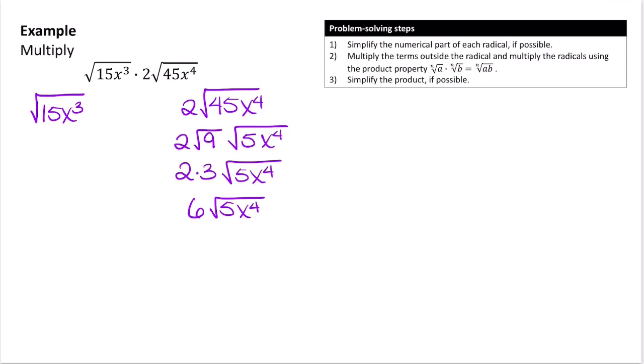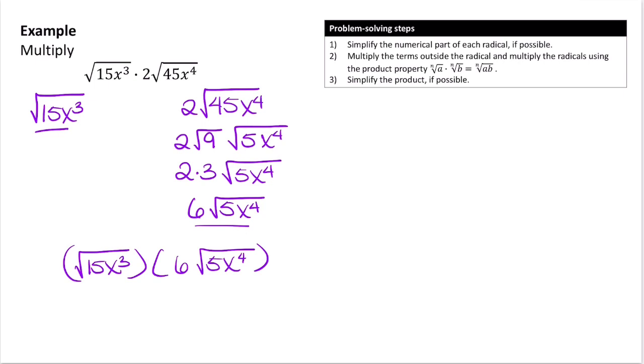You may be wondering why I didn't go ahead and simplify that x to the 4th. Because if you simplify the variables before you multiply, sometimes you end up simplifying twice. So that's why I just simplify the numerical part first, and then I'll fully simplify the product after I multiply. Let me show you what that looks like. Now I'm going to take these two and multiply them together. So I have the square root of 15x cubed times 6 times the square root of 5x to the 4th. 6 is the only coefficient that I have, so I'm going to pull that out, and then I have the square root of 15x cubed times 5x to the 4th.